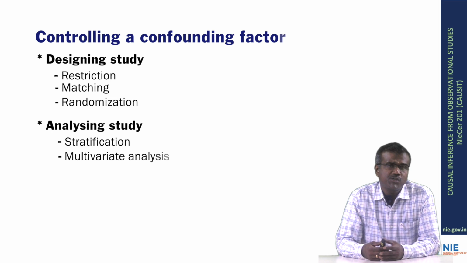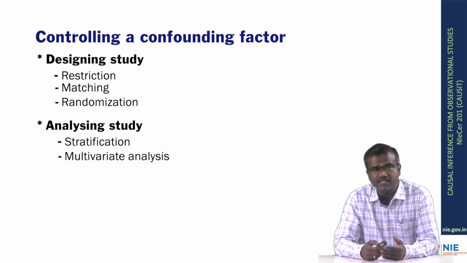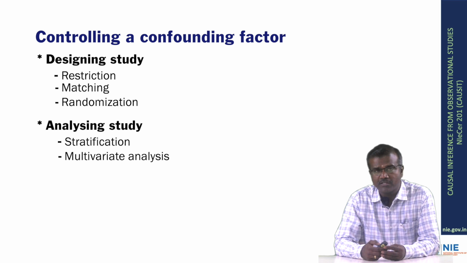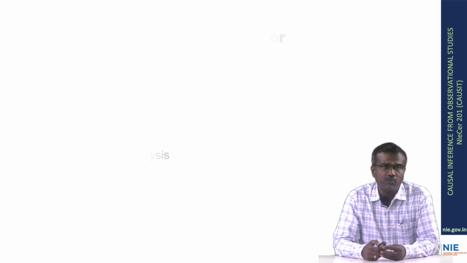In order to ensure the validity of epidemiological studies, we need to control confounding factors. The control can happen at two stages, either at the design stage or analysis stage. At the design stage, we can use restriction or matching or randomization to control confounding factors, or at the analysis stage, we can use stratification or multivariable analysis in order to handle confounding factors. Today, we will see what is matching and why you need to do matching and how to do matching.